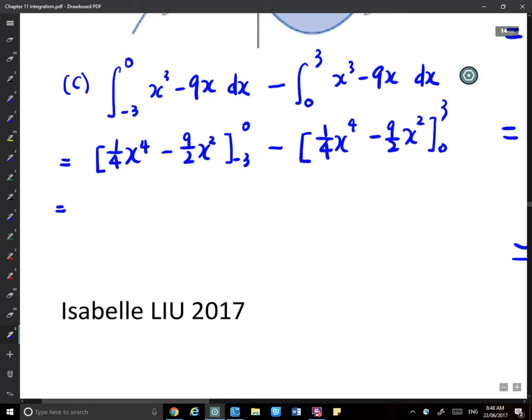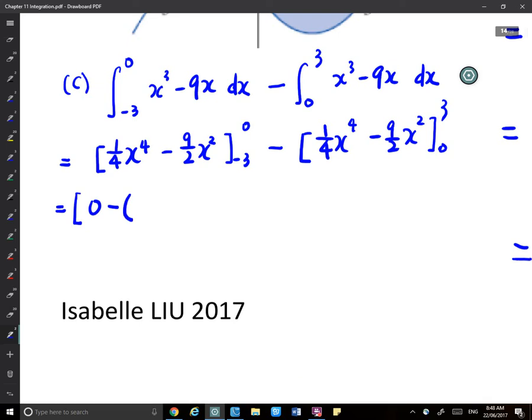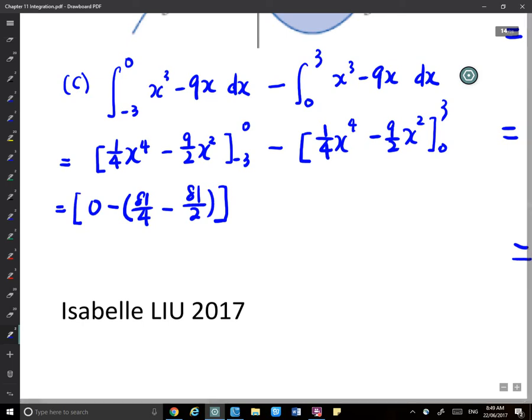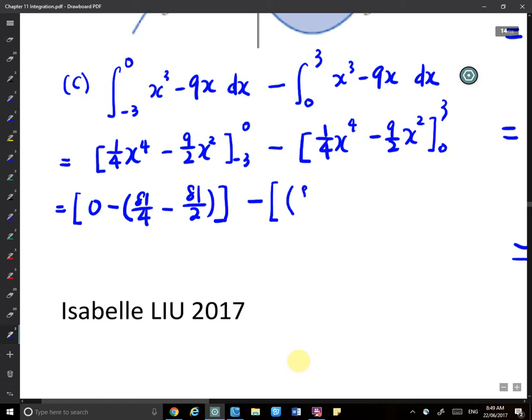So what I will have is, well, sub 0 is basically you get a 0. So I have a square bracket, I have a 0. And minus the second from sub negative 3. When you sub negative 3, 9 times 9, 81, 81 over 4, minus, okay, 3 times 3 is 9, 9 times 9 is 81, 81 over 2. That's the first integral. And the second, okay, I will have, you sub 3 in, 81 over 4 minus 81 over 2, subtract 0.